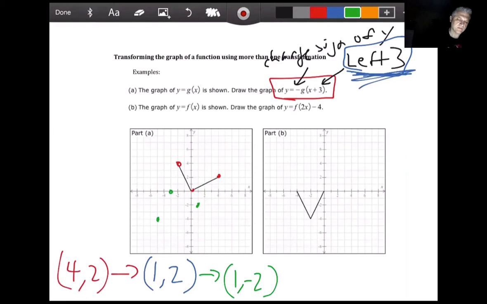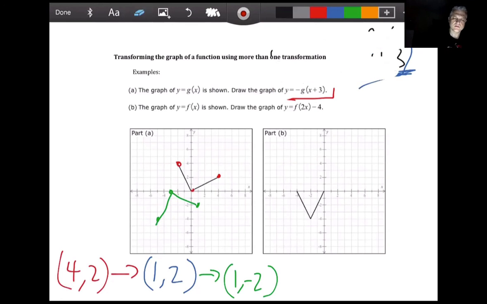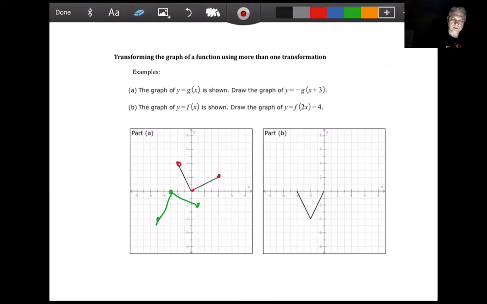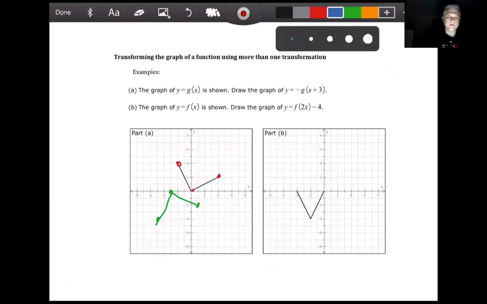That's what we did. All right, let's connect our dots, and you're done. Okay, you're done with part A. Okay, part B. Let's clean this up a little bit. Last one. Here we go. Let's do it. Part B.